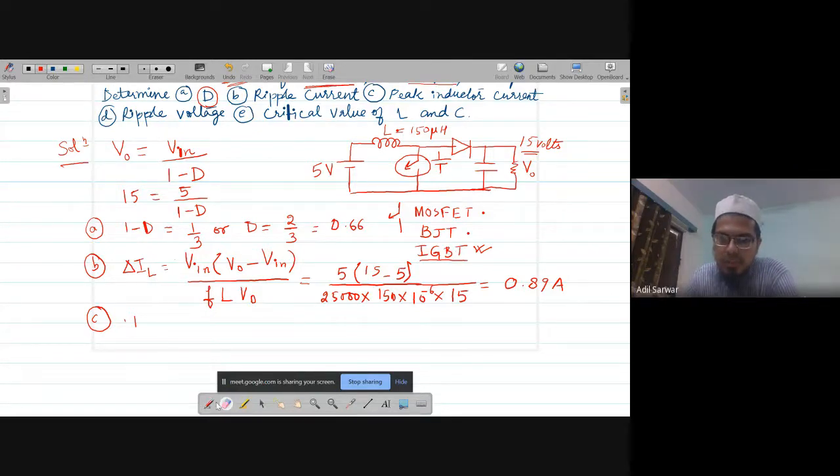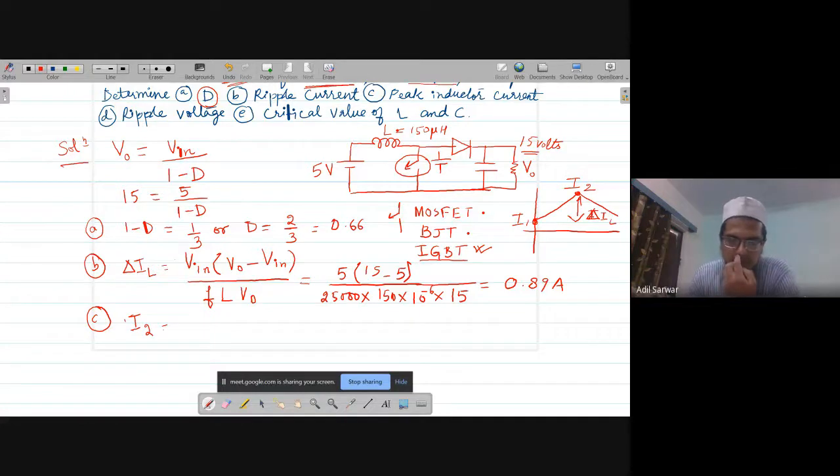So if you remember the current waveform for the inductor, it varies between two values. It starts from I1 and it goes till I2. So this was actually delta IL, this is the initial value I1, and this is the final value I2. So the question is asking about this value I2, the peak inductor current. So we have to find out I2.